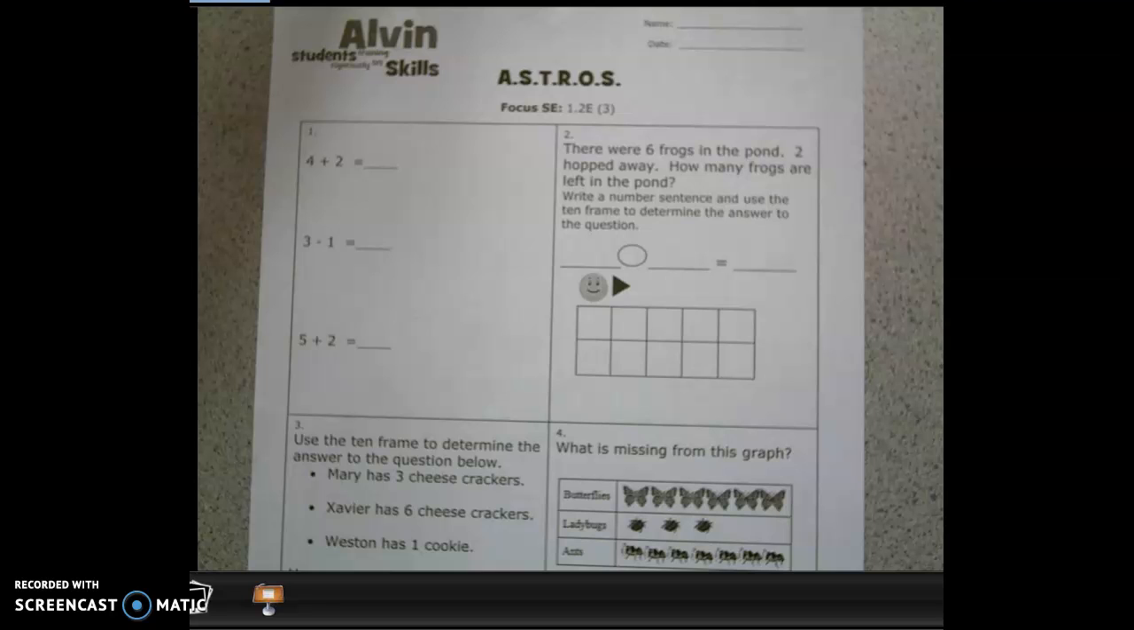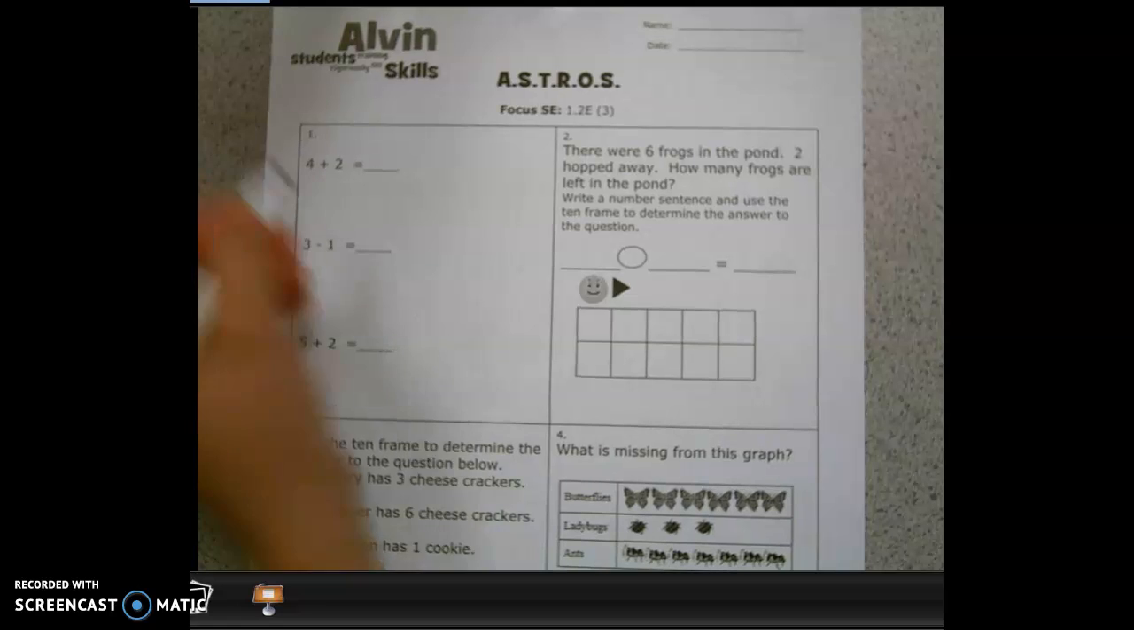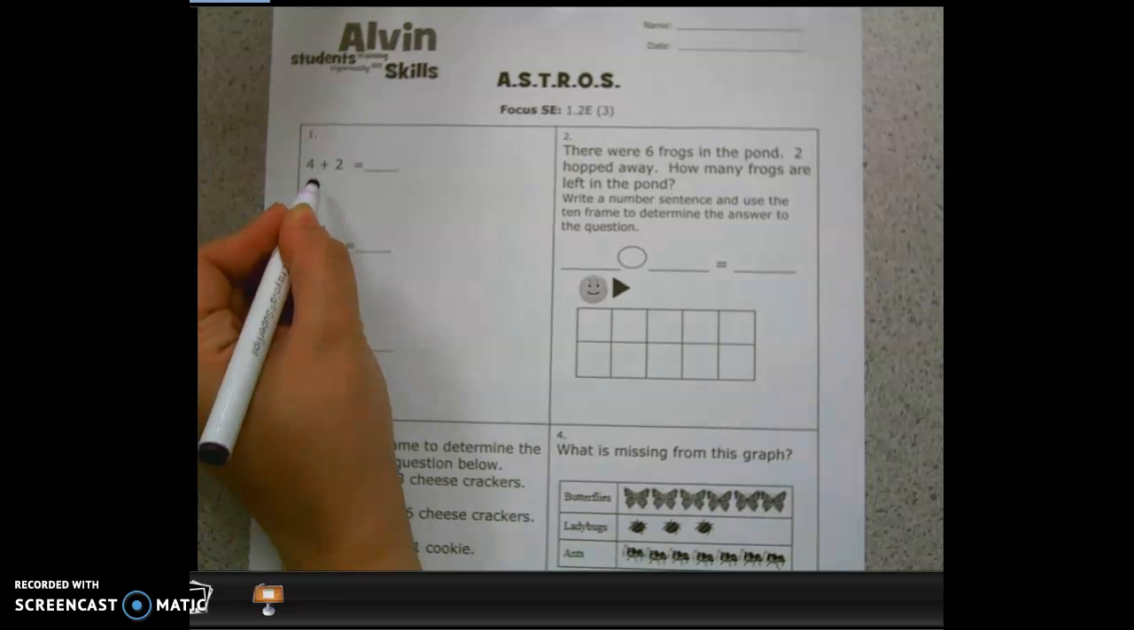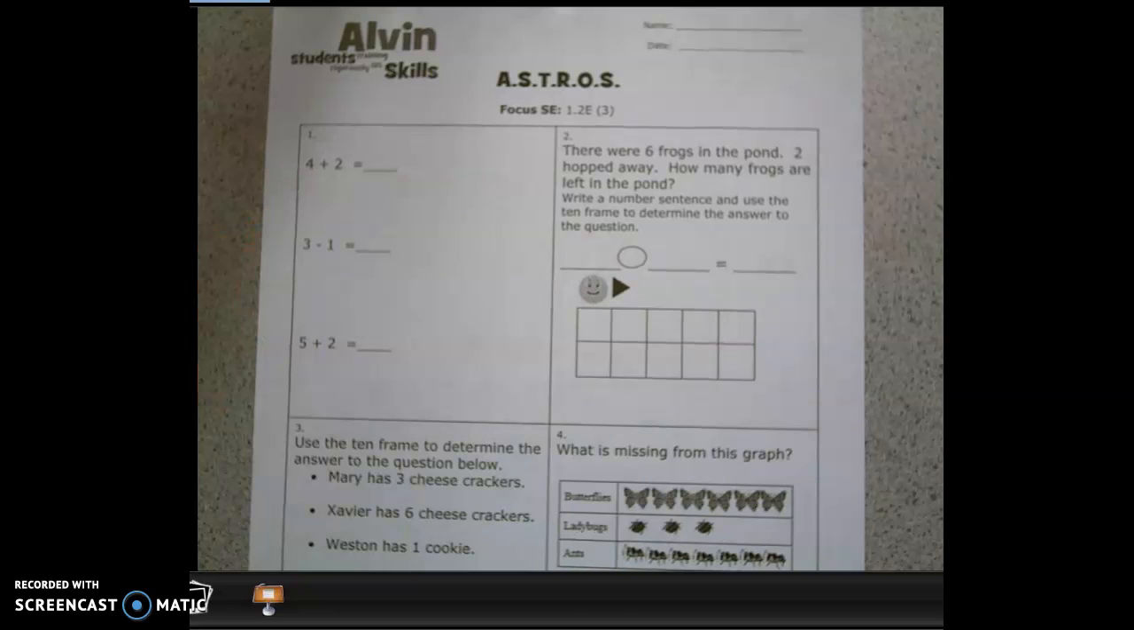Okay, boys and girls, for tonight's homework, we're going to start number 1 just like we always do. You are welcome to do a pictorial model or draw a picture to help you solve it. Boys and girls, is this a plus sign or a minus sign? Plus. So are we separating or joining? Joining. Good. What about the second one?